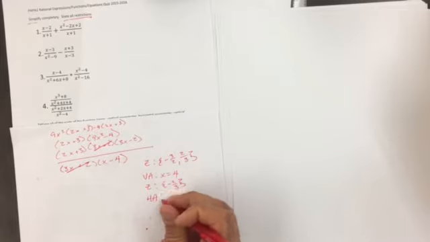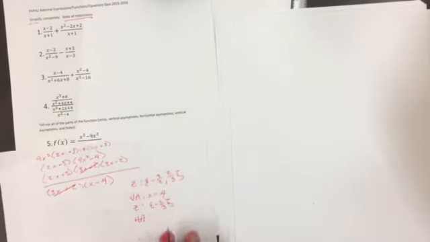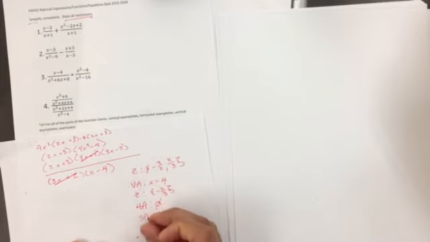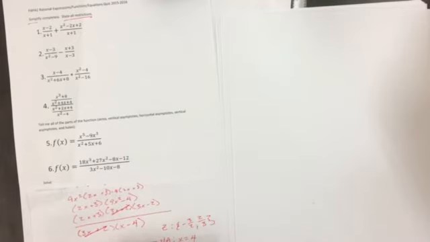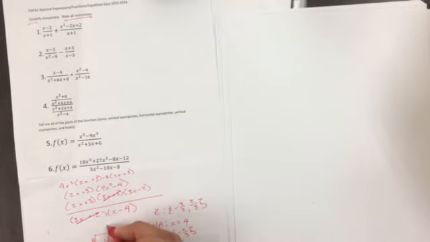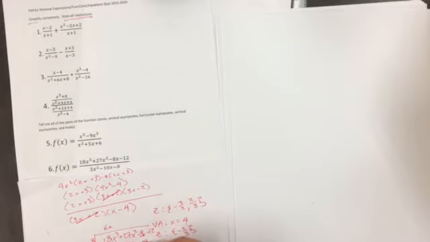Horizontal asymptote, higher on top than on bottom, so I don't have one. Slant asymptote, I got to do the long division. So 18x cubed plus 27x squared minus 8x minus 12 divided by 3x squared minus 10x minus 8. Divide this by this, gives me 6x. Multiply it down. 6x cubed minus 60x squared minus 48x. Put it in parentheses, make sure I subtract it.